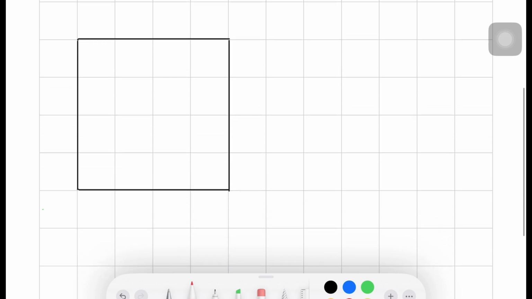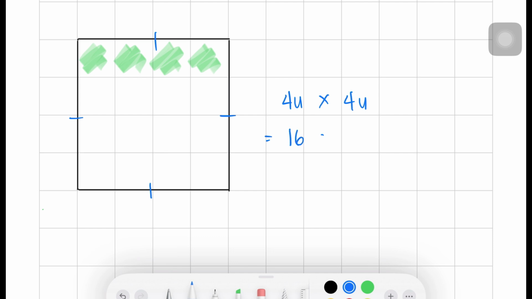Another example is this square. So the dimension would be 1, 2, 3, 4 units for the length of its side. And since we know that the square has all sides equal, we will just multiply 4 by itself. So 4 units times 4 units gives us 16 square units. So that's it for area of figures.